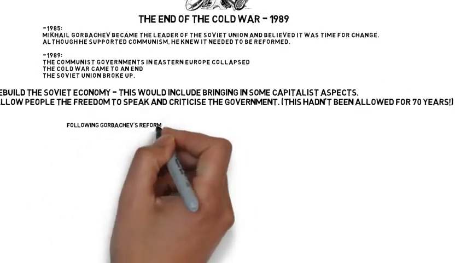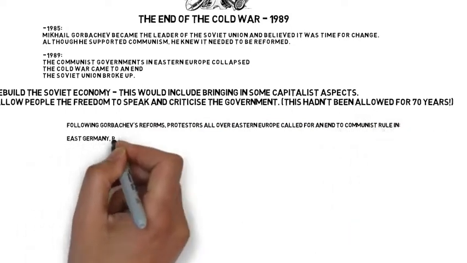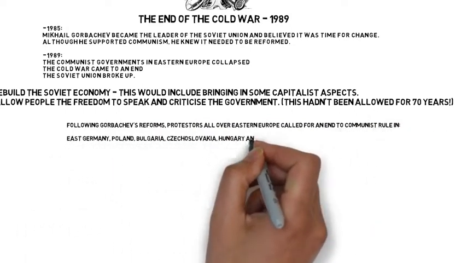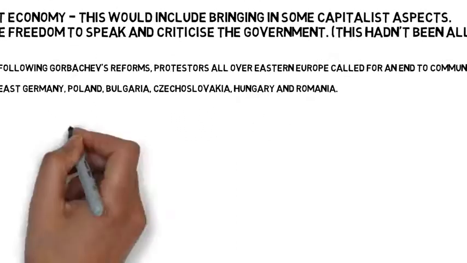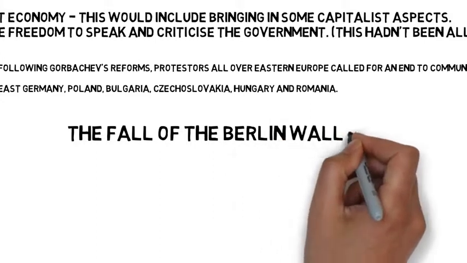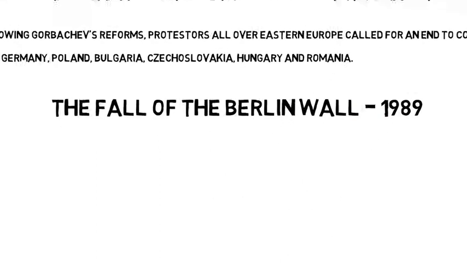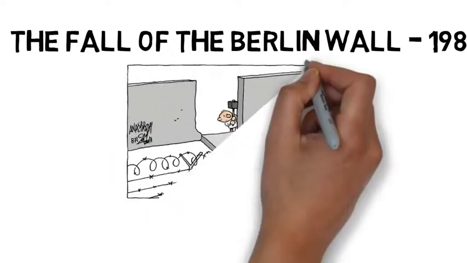Following Gorbachev's reforms, protesters all over Eastern Europe called for an end to communist rule in the following countries: East Germany, Poland, Bulgaria, Czechoslovakia, Hungary, and Romania. A major event that occurred in 1989 was the fall of the Berlin Wall. The wall had divided Germany and Berlin in half for 28 years.